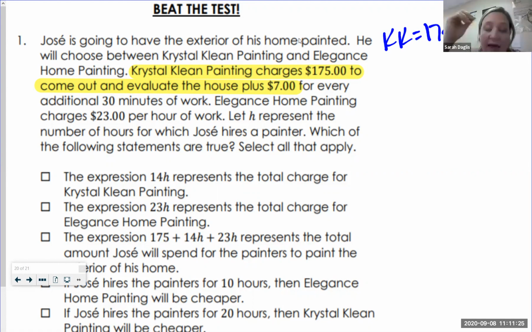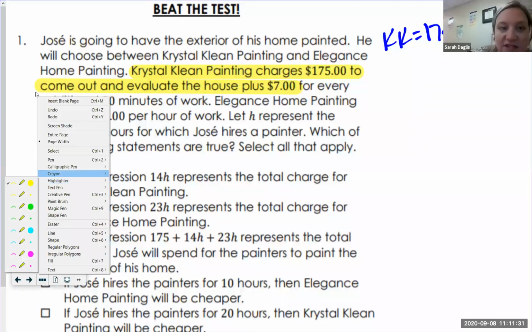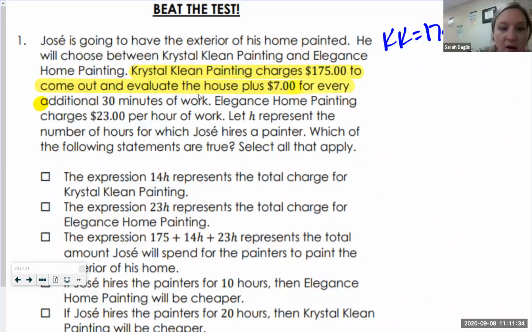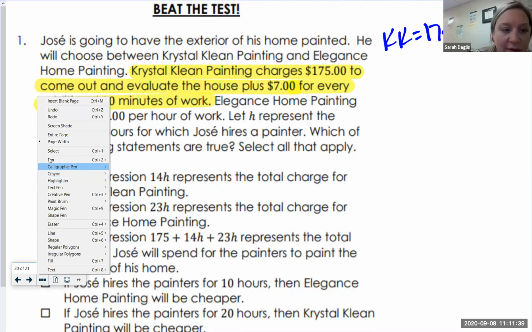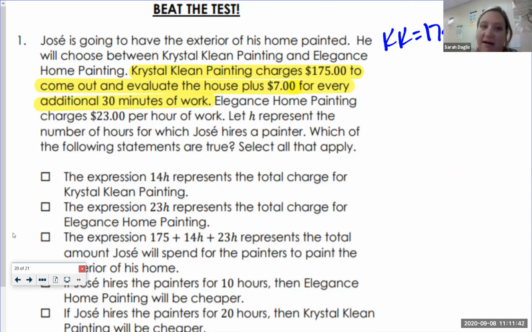And then $7 for every additional 30 minutes of work. It did tell me that H represents the number of hours, so I need to make that my hours. If we're doing $7 for every 30 minutes, that is really $14 an hour, because there are two 30 minutes in an hour. So 7 times 2 gives me 14. So that does not represent the total charge for Crystal Clean Painting. That is wrong, so we are not going to check off that first box.